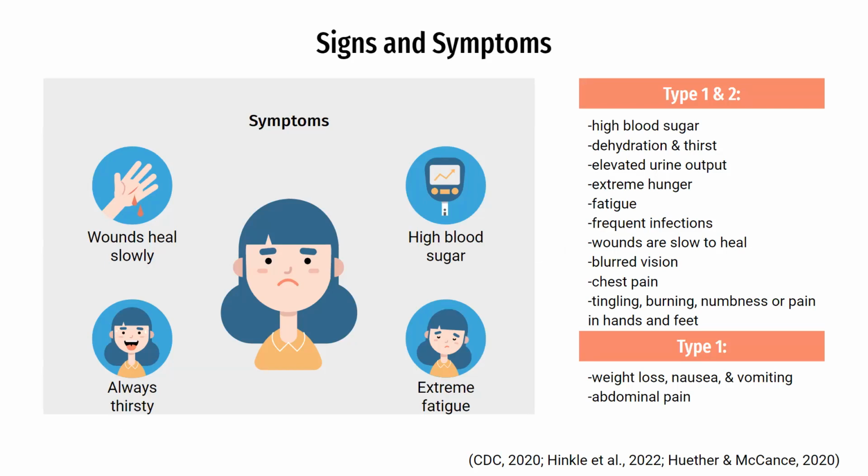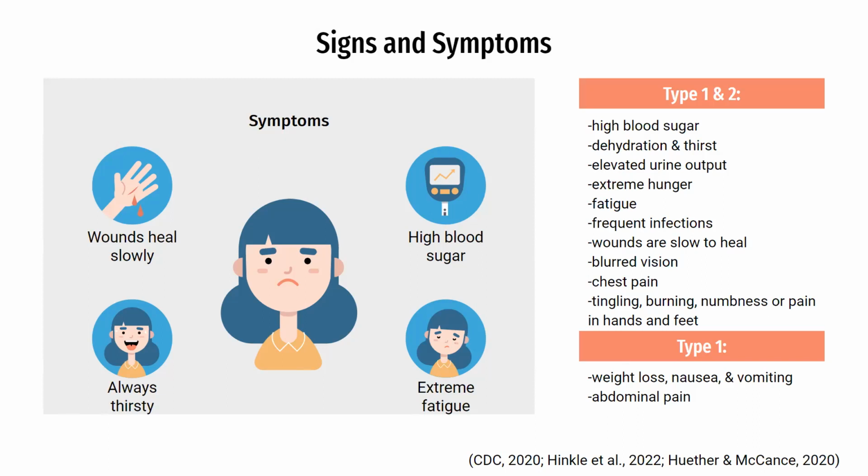Polydipsia, or increased thirst, is due to intracellular dehydration. Polyuria, or increased urine output, is due to the diuretic results of hyperglycemia. Polyphagia, increased hunger, is due to the depletion of nutrients in the body. Fatigue from metabolic changes in the body. Frequent infections caused by increased glucose levels, supporting the growth of microorganisms.